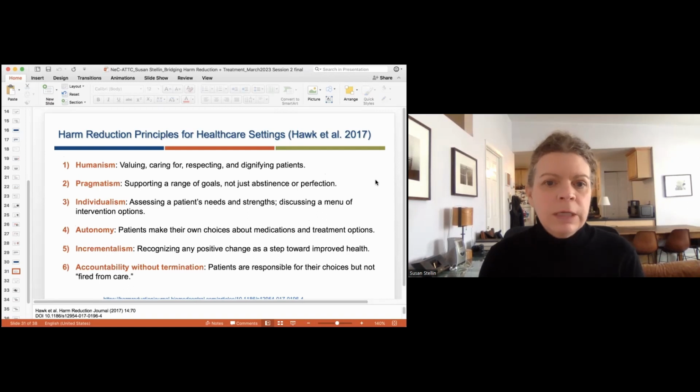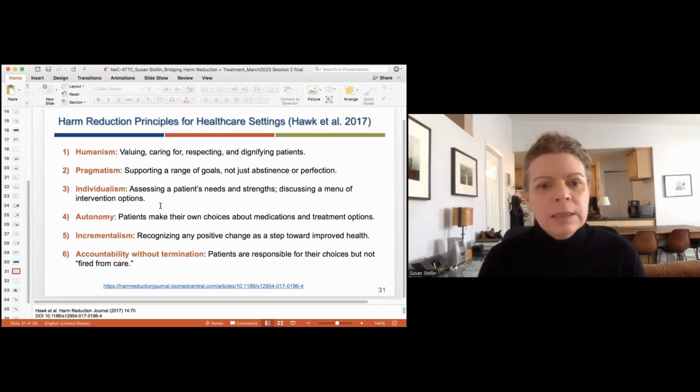Pragmatism, so supporting a range of goals, not just abstinence or perfection. Individualism, assessing a patient's needs and strengths and discussing a menu of intervention options. So thinking about presenting choices to people and having conversations about what appeals to them, what they want to try, and what makes sense based on their needs and strengths. That ties into the idea of autonomy: patients make their own choices about medications and treatment options.